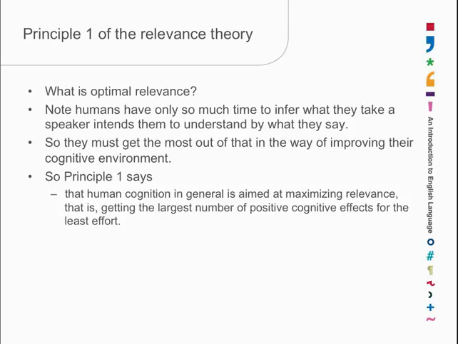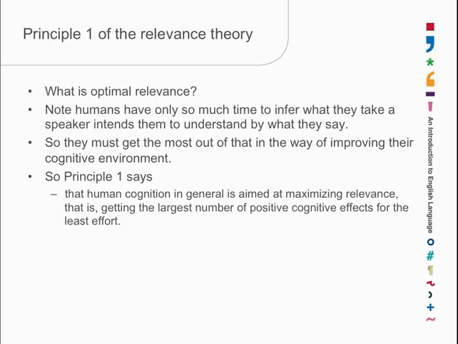So principle 1 says that human cognition in general is aimed at maximizing relevance, that is, getting the largest number of positive cognitive effects for the least effort, because we don't have much time. So if you think of this as a general processing notion, it has to do with the way in which we operate in general. All the time when we're looking around, we focus on those things that we think will give us the maximum information that is relevant to us.